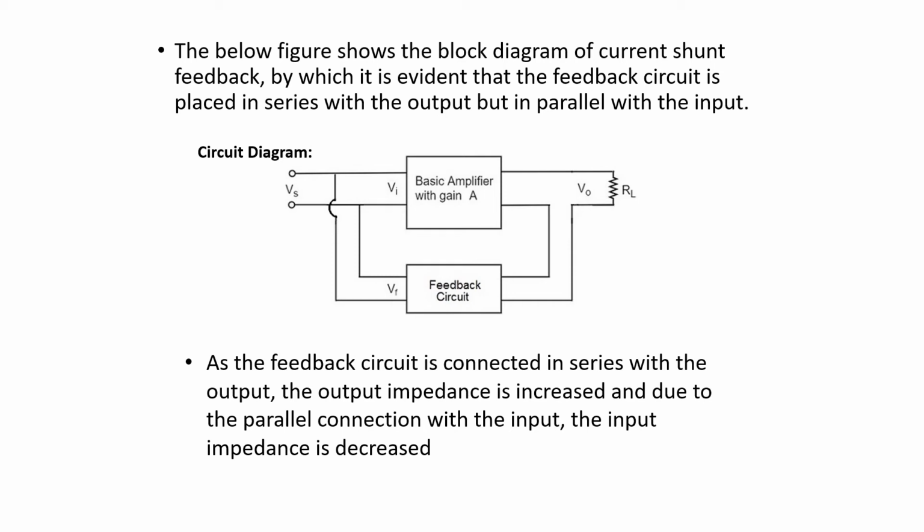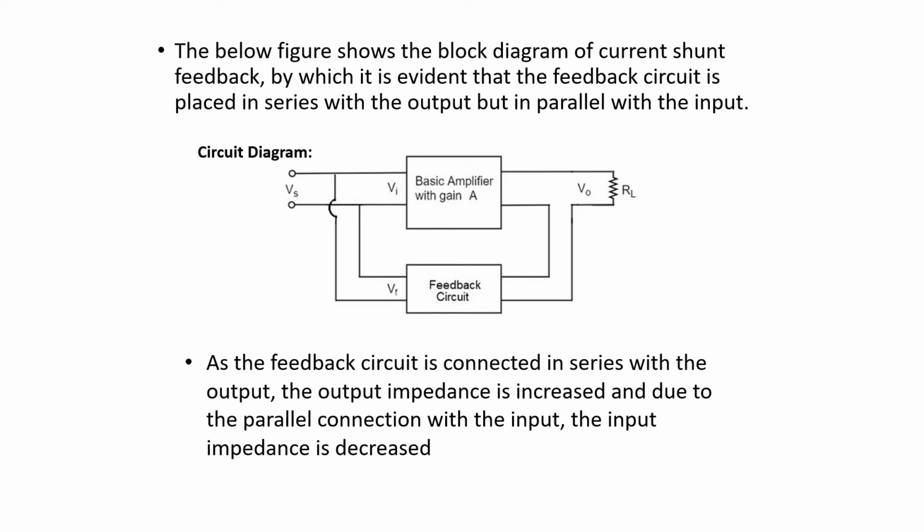Now, as this feedback circuit is connected in series with the output, the output impedance will be increased, and because of its parallel connection with the input, the input impedance will be decreased. Whatever is connected in a series connection, that impedance will always be increased. As it is connected serially to the output, it will have the increased impedance of that particular part. Now here you can see the feedback circuit is connected in series with the output, so the output impedance is increased, but it is connected in parallel to the input, so the input impedance is decreased.